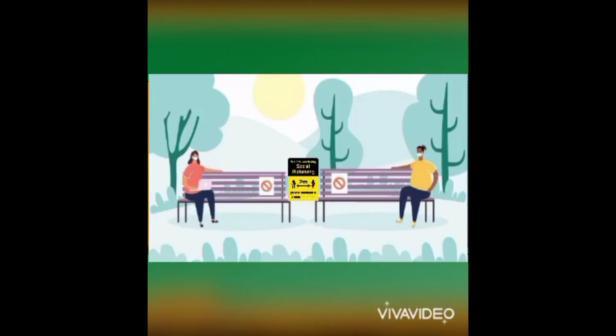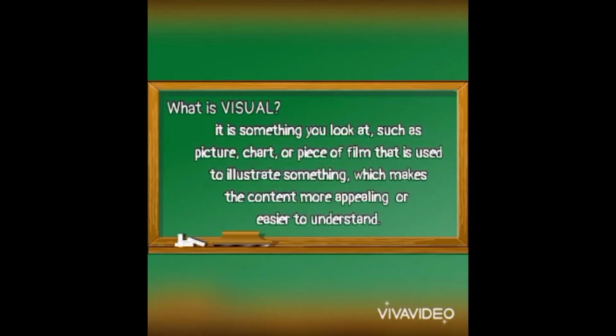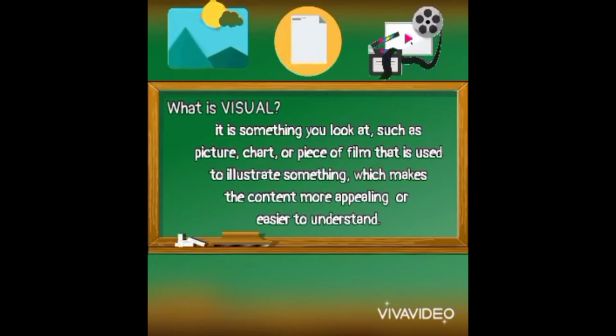Do you know that this picture is what we call an example of a visual? What is visual? It is something you look at such as a picture, chart, or piece of film that is used to illustrate something, which makes the content more appealing or easier to understand.